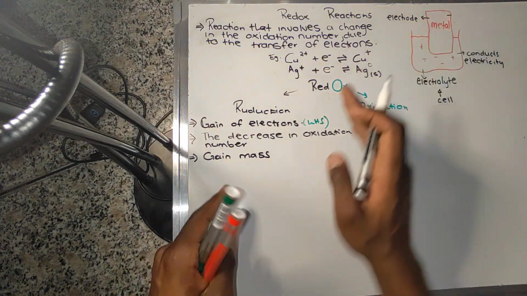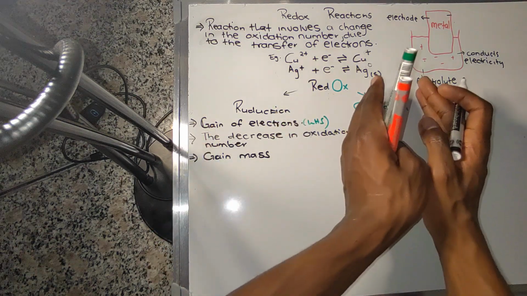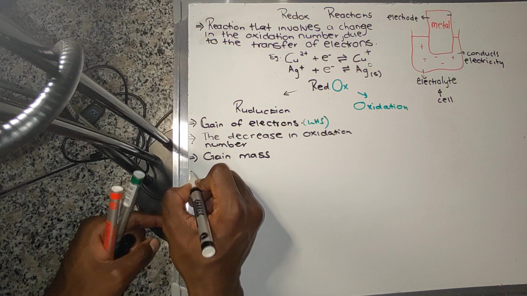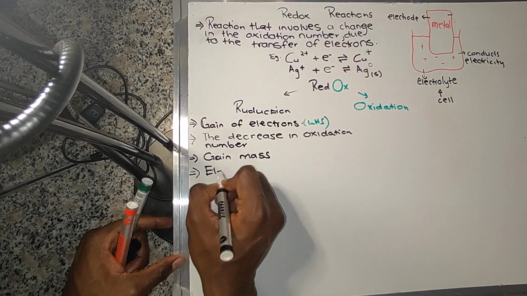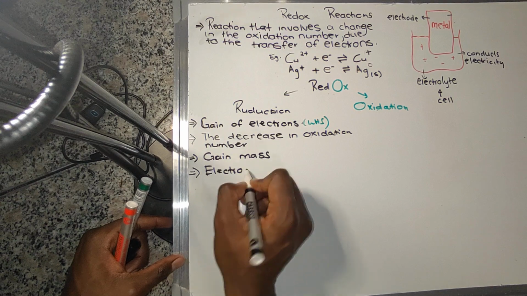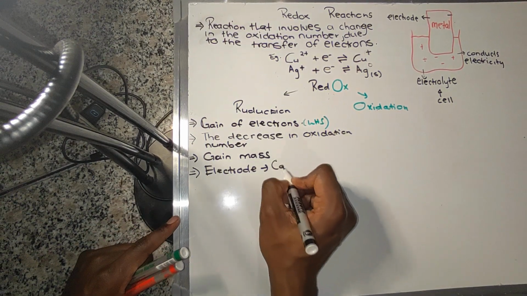Now, this electrode can be found under reduction. It can also be found under oxidation. So the electrode under reduction is known as a cathode.